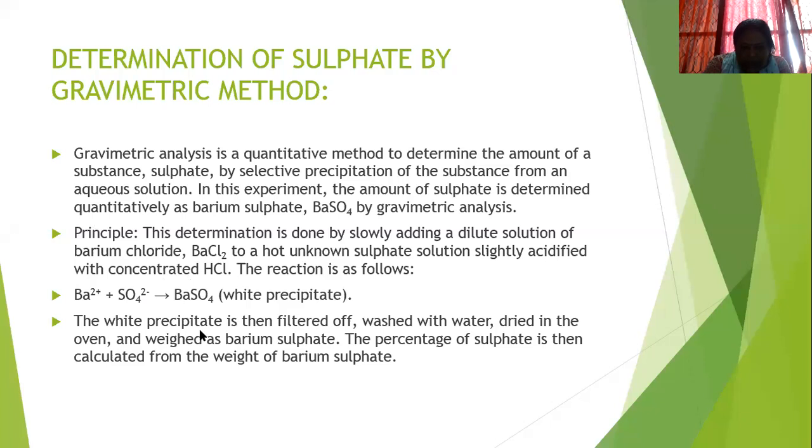Once you get the white precipitate after this reaction, it should be filtered. Any precipitate you get must be filtered off to separate it from the solution. Then that precipitate must be washed with water repeatedly, then dried in the oven and weighed as barium sulfate. The percentage of sulfate is then calculated from the weight of barium sulfate.